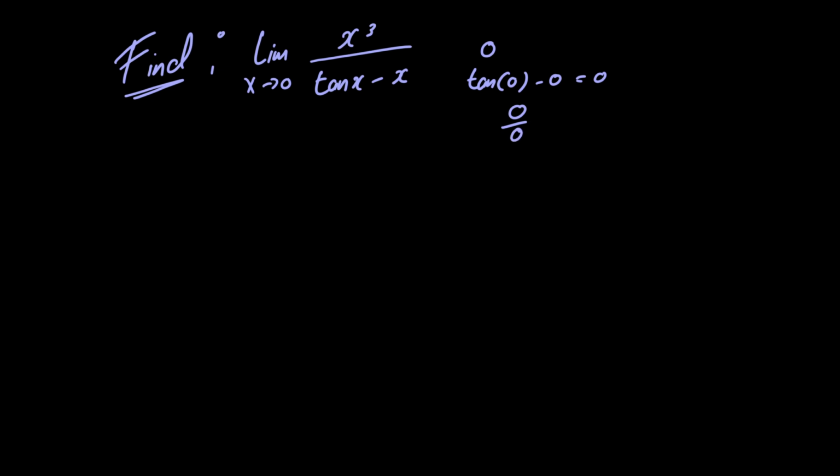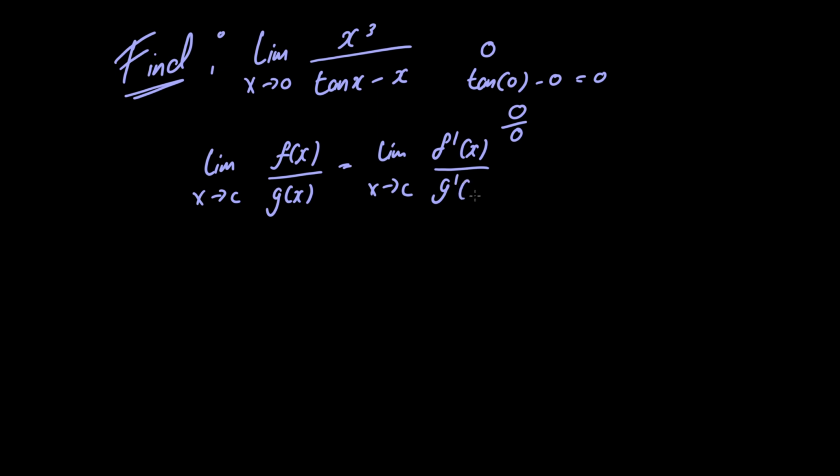So in order to solve this limit we're going to have to use something called L'Hopital's rule. L'Hopital's rule basically says that if we have a limit as x approaches c of a function f of x divided by another function g of x, this is equal to the limit as x approaches c of the derivative of f of x divided by the derivative of g of x, given that f and g are both differentiable at c and that they're of indeterminate form 0 over 0 or plus or minus infinity over plus or minus infinity. So let's go ahead and apply L'Hopital's rule to this limit right here.